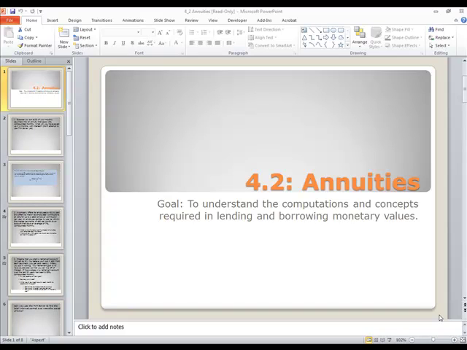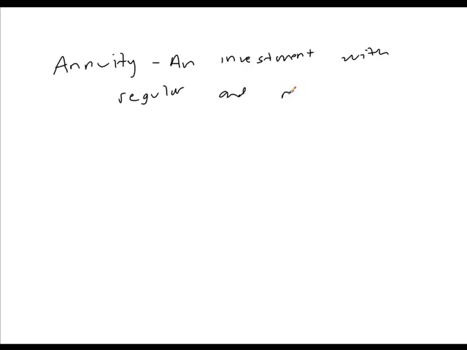So the first important point is to understand what an annuity is. So I'm going to jump over here, and we'll define annuity. An annuity is simply an investment with regular and reoccurring deposits. Sometimes these deposits are just referred to as payments. And for our sake, we'll just abbreviate this PMT. So these are payments that you're making at regular intervals, and you're making them over and over again.